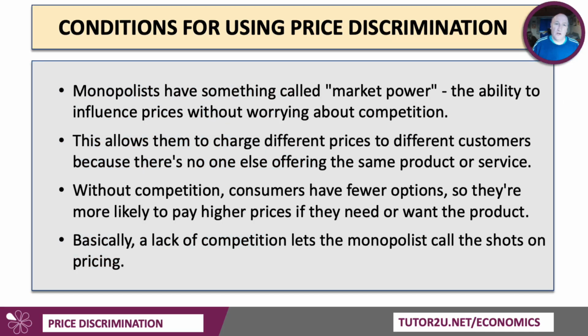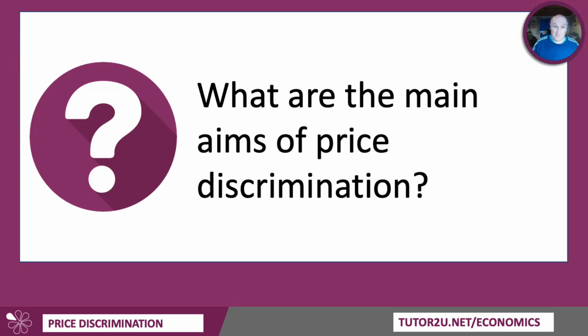Sometimes the question is, under what circumstances can a firm price discriminate? Well, first of all, you have to have market power. So you have to have the ability to set your own prices. So basically a lack of competition allows you to call the shots, and other conditions include things like being able to separate and segment the market, being able to find different groups with a different willingness and ability to pay.